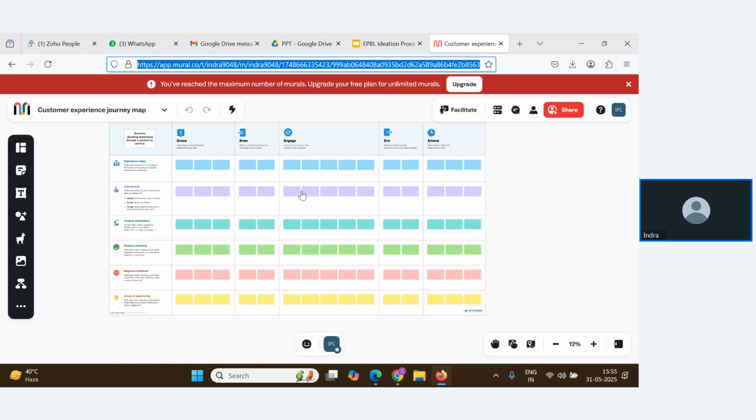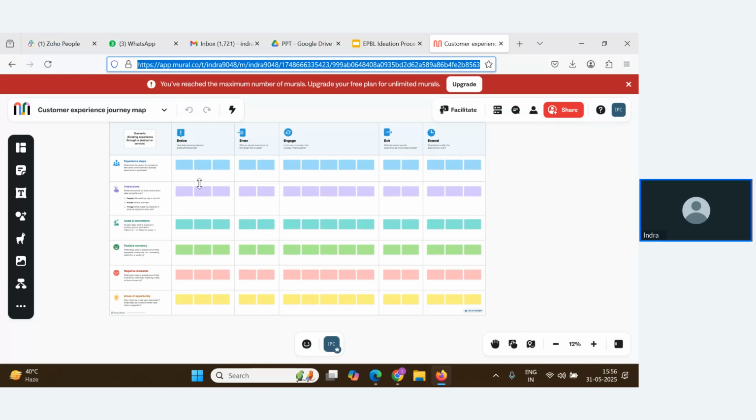Okay. So how to fill it row by row. In the rows we have certain fields. First is experience. In the experience step, you'll mention what is happening at each stage. You'll write down what the customer is doing at each step. For example, he's browsing the website, he's signing up, he's watching a tutorial, he's finishing a task, or he's receiving something. Whatever he is doing, you will mention in here.